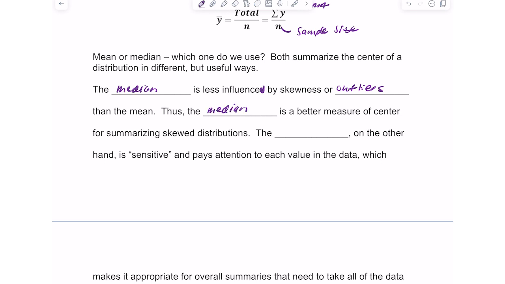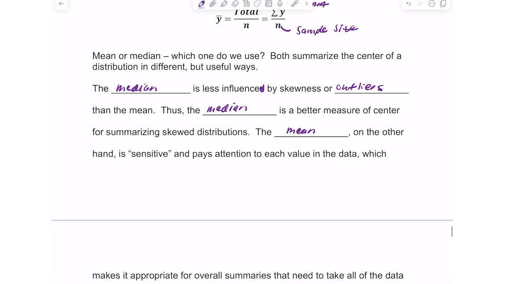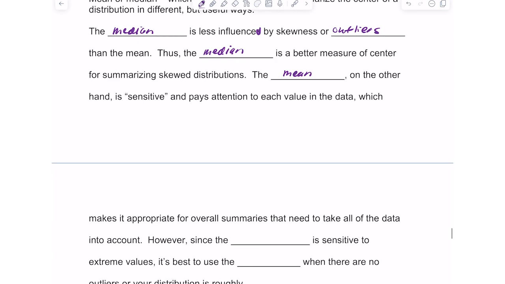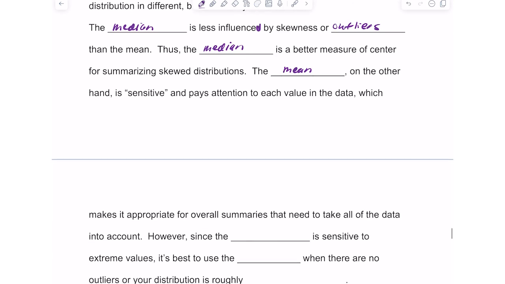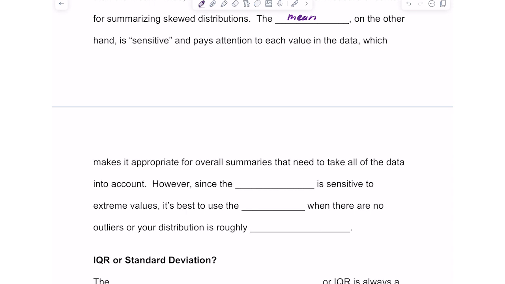Okay. The mean, on the other hand, as we said, is sensitive and pays attention to each value in the data, which makes it more appropriate for overall summaries that need to take all of the data into account. So any distributions that have outliers, you would not want to use the mean to describe the center because the outliers could affect it. The mean is sensitive to extreme values. So when that happens, it's best to use the mean when there are no outliers or your distribution is roughly symmetric.